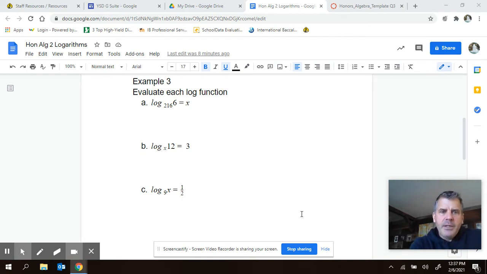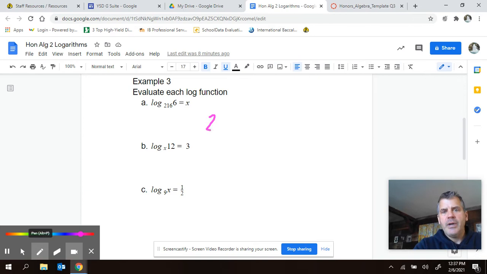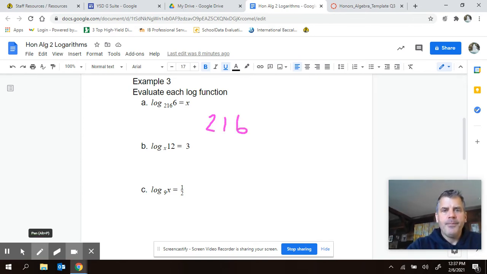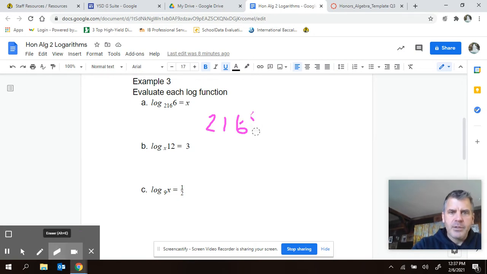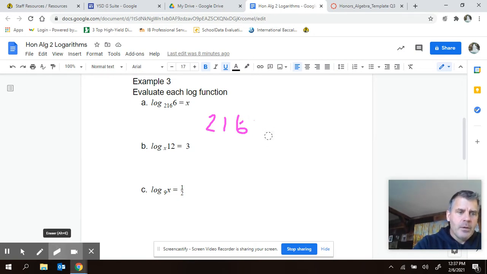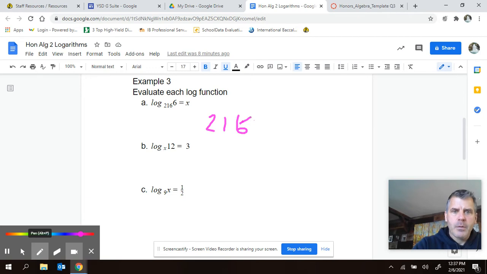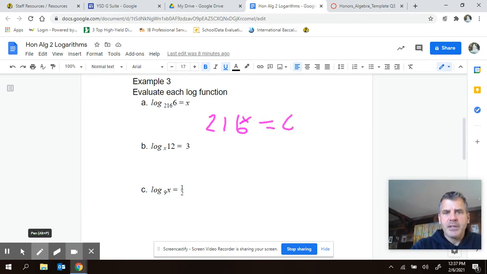In the first one, we're going to take our base, 216, and we're going to rewrite it into its exponential form. So then we can use that to be able to do some solving. All right, let's try that again. So 216 to the x is equal to 6. Now there's a couple ways you can look at this.